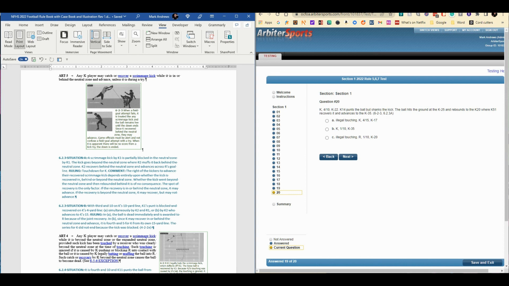I digress. 623 says any K player may catch or recover a scrimmage kick while it is in or behind the neutral zone and advance, unless it's during a try. So that's exactly what happened. This was behind the neutral zone, and so he advanced beyond the line of gain. Right, the line of gain was the 32. He got up to the 35. So we got K 1st and 10 at the K35.